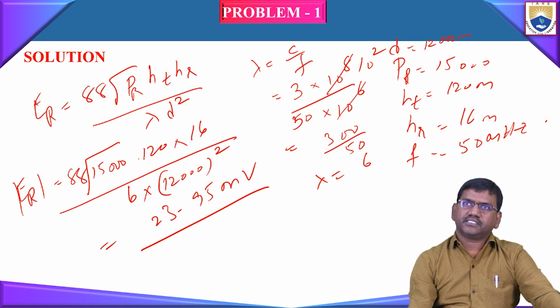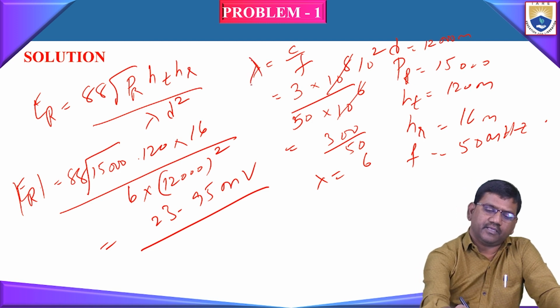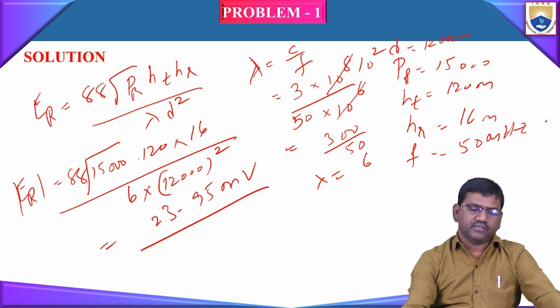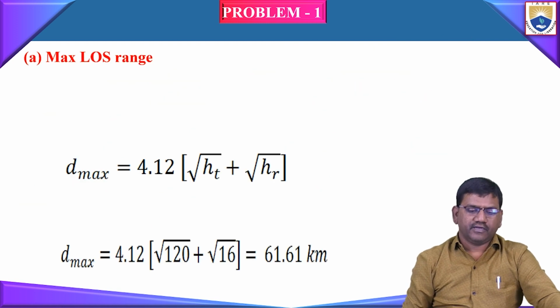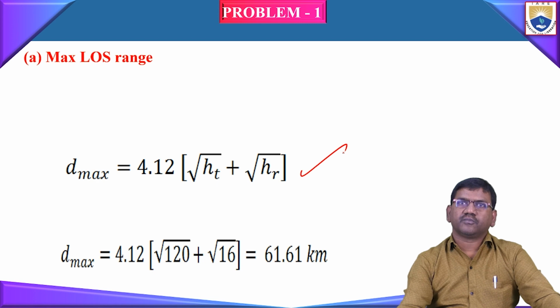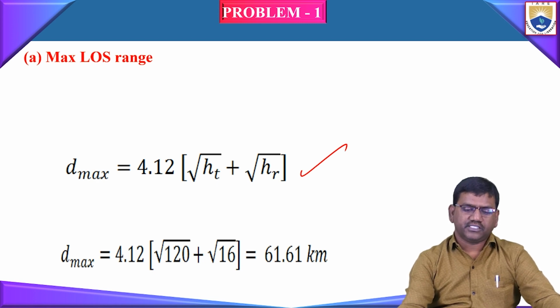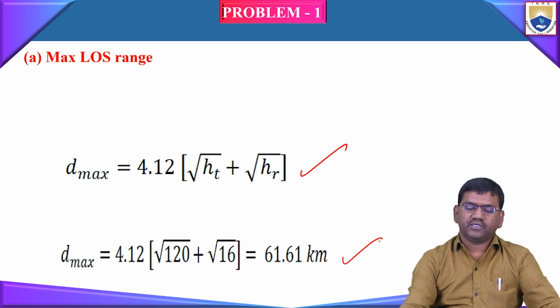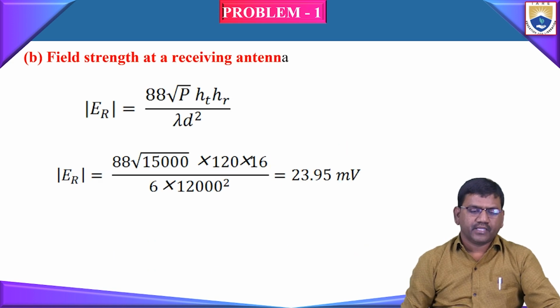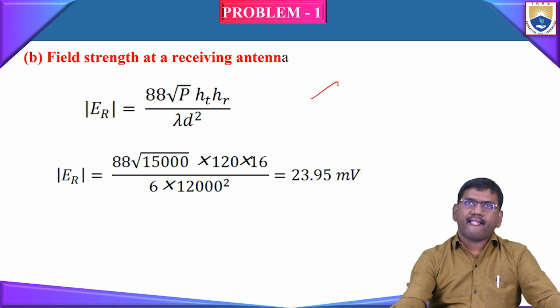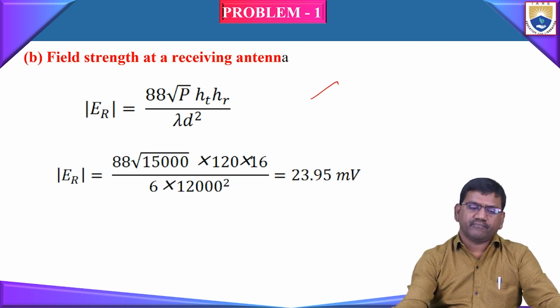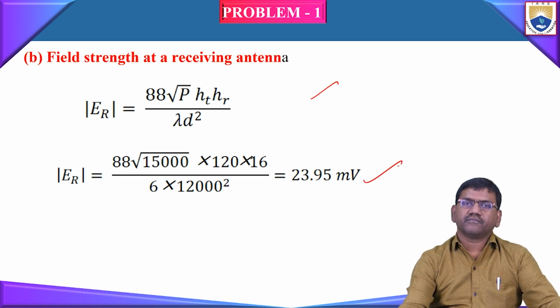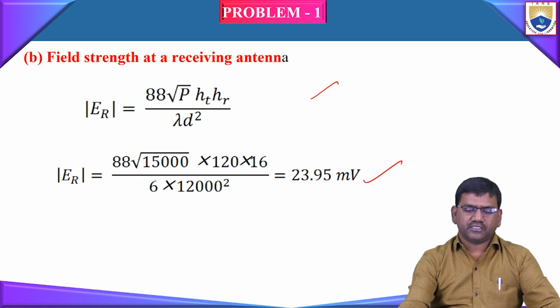So here in the problem all the data is given. We just need to find out the value of lambda by applying the formula lambda is equal to C by F. We need to remember these two equations. One is the Dmax value, that is 4.12 into root HT plus root HR. Dmax equals 4.12 into root 120 plus root 16, we will get 61.61 kilometers. Similarly, field strength at the receiving end is given by 88 root P HT HR by lambda D square. This is equal to 88 root 15,000 into 120 into 16 by 6 into 12,000 whole square. That is equal to 23.95 millivolts here.